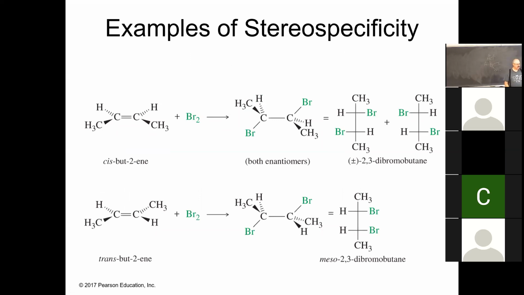Okay, since the reaction is stereospecific, if we're starting with cis-butene, we'll get a racemic mixture of two enantiomers, plus or minus 2,3-dibromobutane. If we use the trans, we actually get the meso. And the reason in both cases is because of the bromonium ion.